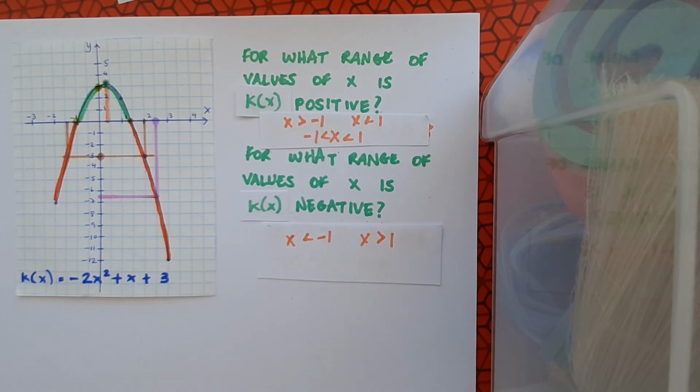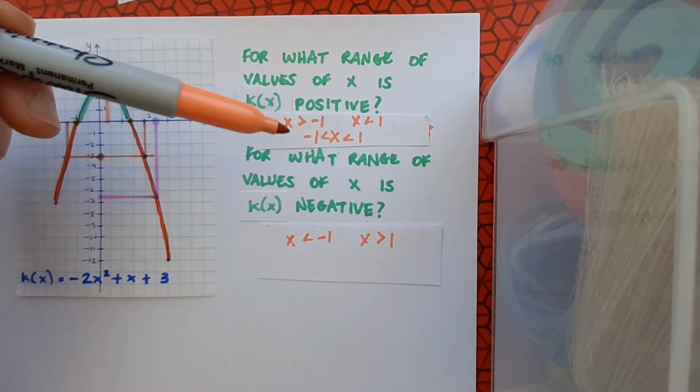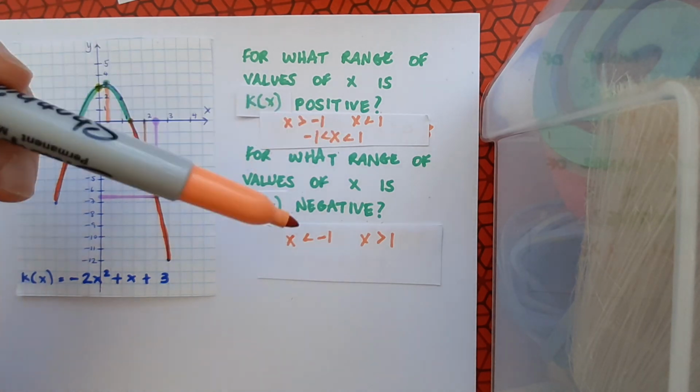Notice in the last two questions for both j of x and k of x, I just used less than and greater than symbols. I didn't use any equals part in my symbol. And that's the way to approach it if they talk about the function being positive or negative. They just use the words positive or negative. No need to use equals parts on your symbols.